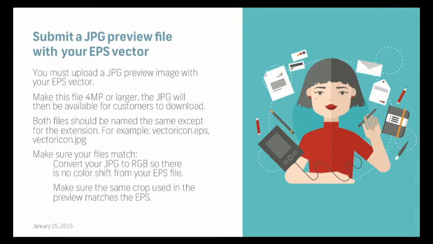Great. And then whenever you're saving your JPEG preview file, make sure that there's no color shift between the JPEG and the EPS. Many times, as graphic designers, especially if you work in print, you're working in CMYK, and then you convert your CMYK image to a JPEG. It's still CMYK, except JPEGs are meant to be viewed on screen in RGB. So whenever you're converting your CMYK-based EPS file, make sure to convert it to RGB as well in order to maintain the color integrity of your design.